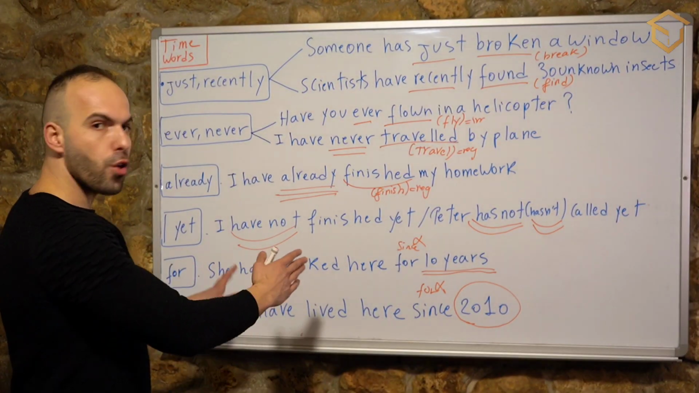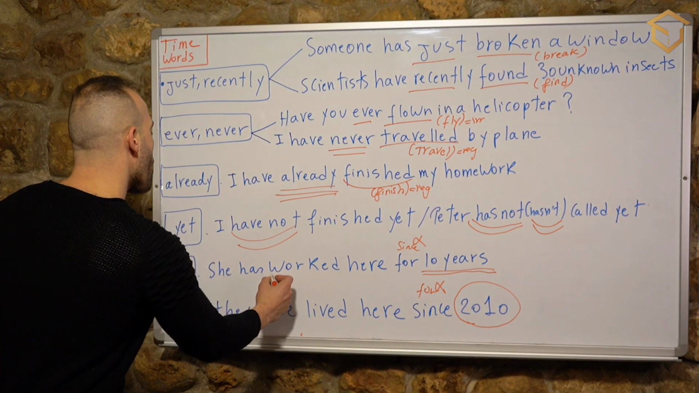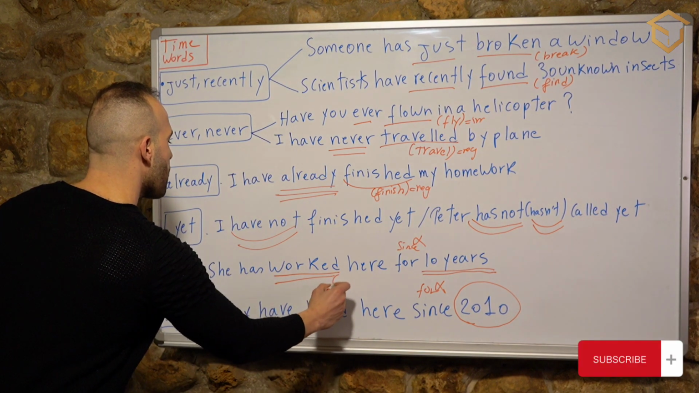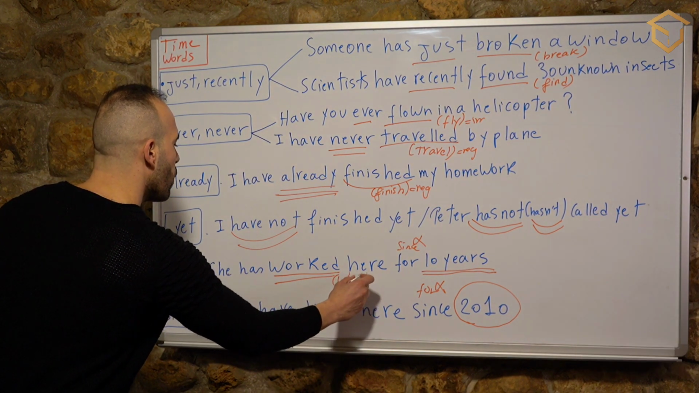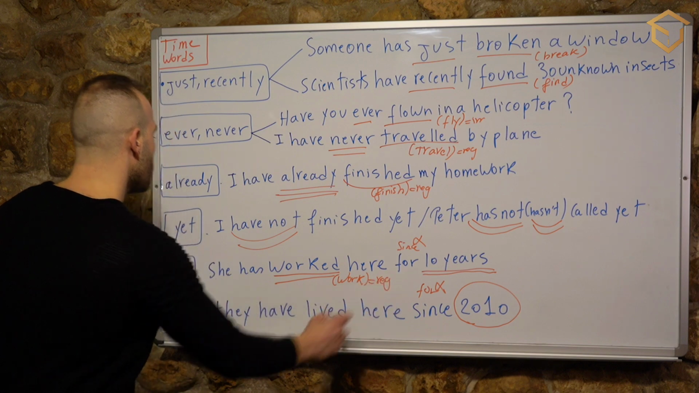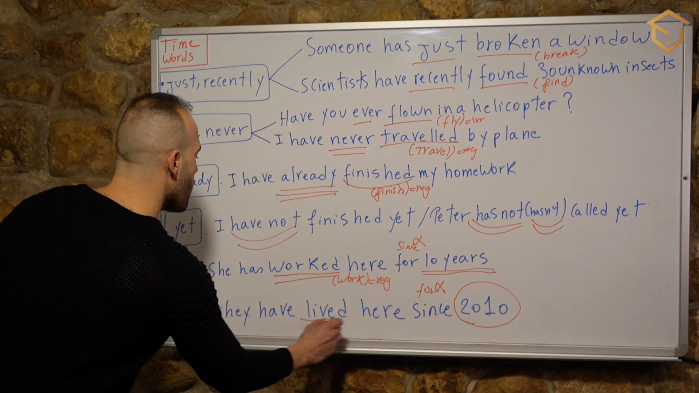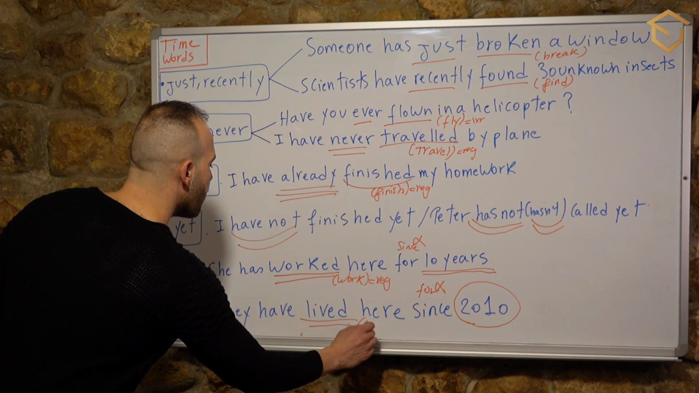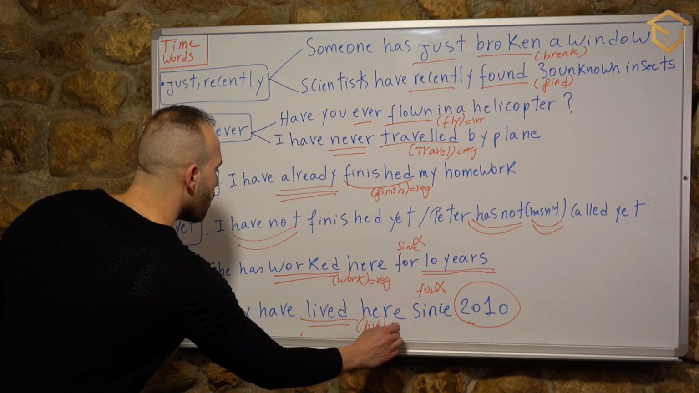Let's focus on the verbs here. We have the verb worked, which is the past participle form of work, which is a regular verb. And we have lived, which is the past participle form of live, and it's a regular verb as well.